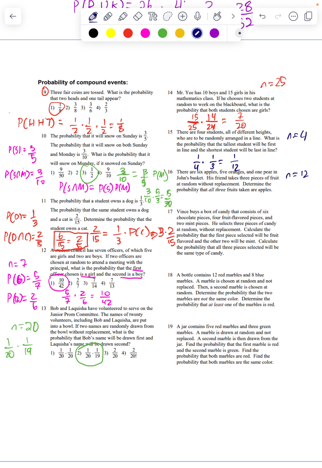His friend takes 3 pieces of fruit at random without replacing it. So he takes a fruit, he doesn't put it back. What's the probability that all 3 fruits taken are apples? So maybe pause the video, try it yourself, and then come back and see the answer.